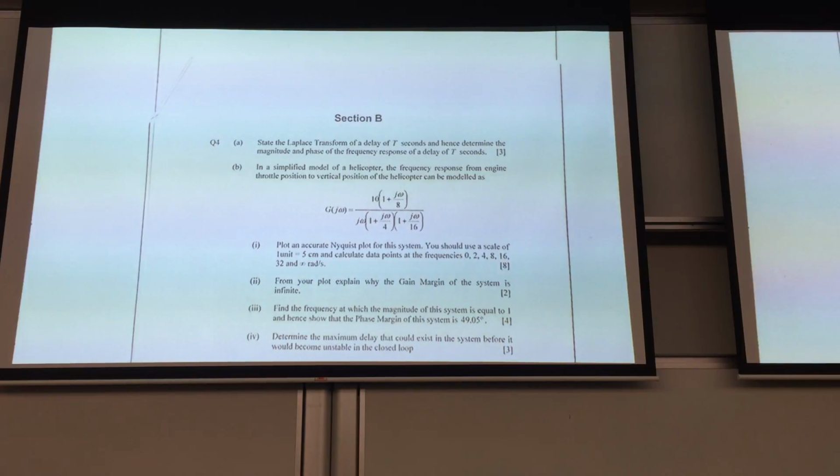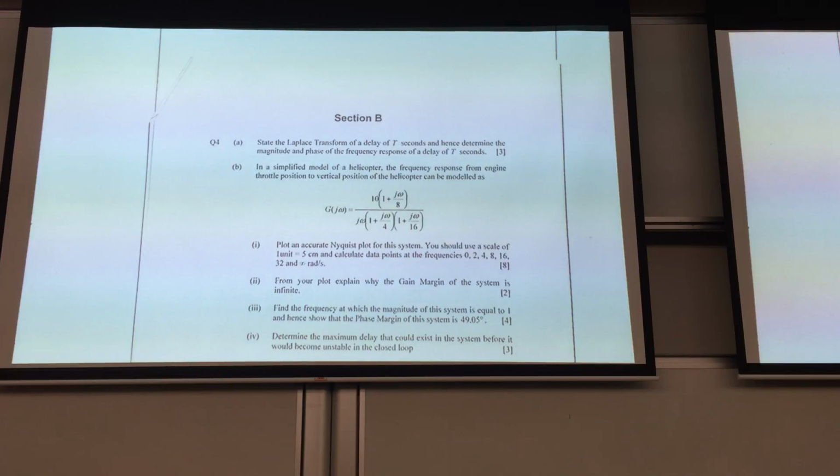You can also have engine throttle position to forward, and engine throttle position to side. So you can imagine this is only one linear axis. Each one of them is third order. Multiply by 3, it's already ninth order. Then you add in the rotational and so on. So only engine throttle position to vertical position of the helicopter can be modeled as such.